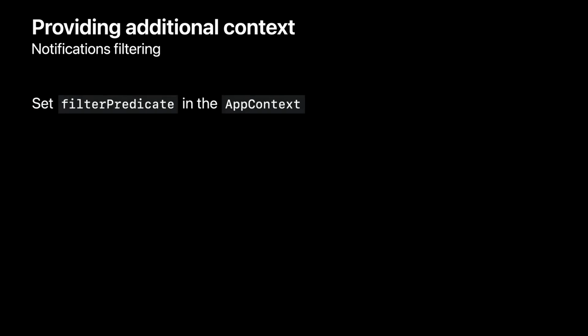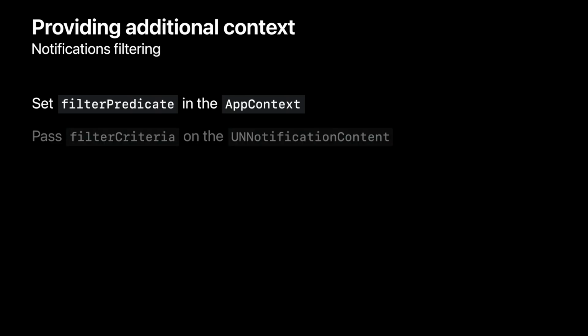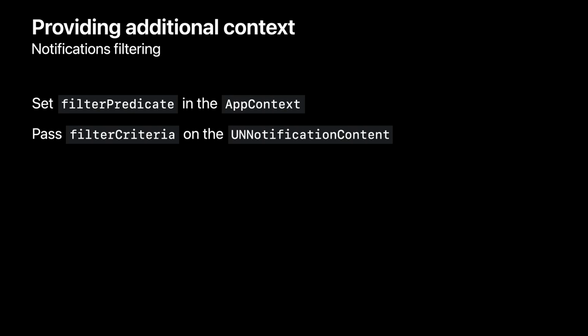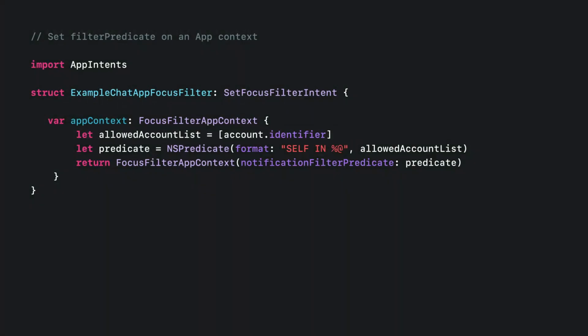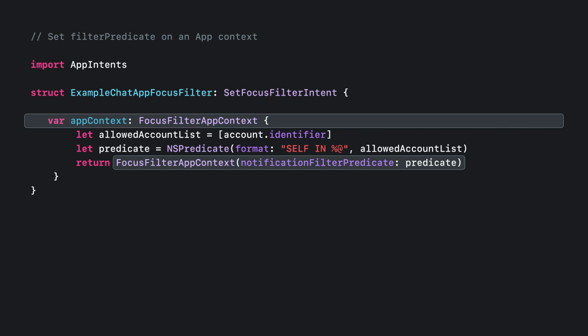When a focus filter is active, your app may have additional context to determine if a particular notification should not interrupt the user. To pass along this information, your app must set the filter predicate property in the app context. This filter predicate works in conjunction with a new string property called filter criteria on the UN notification. If the filter criteria on the notification does not match the filter predicate, the notification is silenced. To set the filter predicate from your focus filter intent, include it in your app context.